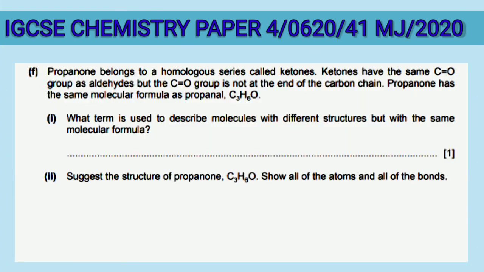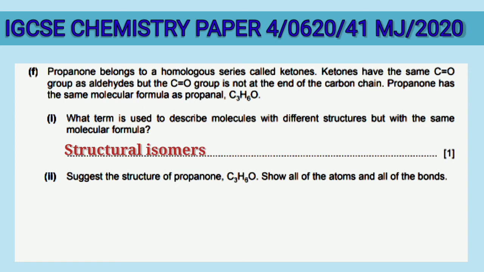Sub question F. Propanone belongs to homologous series called ketones. Ketones have same C double bond O group as aldehydes, but C double bond O group is not at the end of the carbon chain. Propanone has the same molecular formula as propanal, C3H6O. First question. What term is used to describe molecules with different structures but with same molecular formula? And the answer is structural isomers.